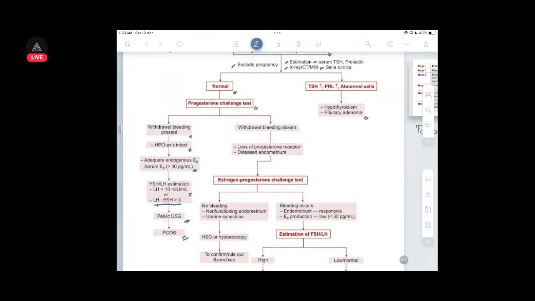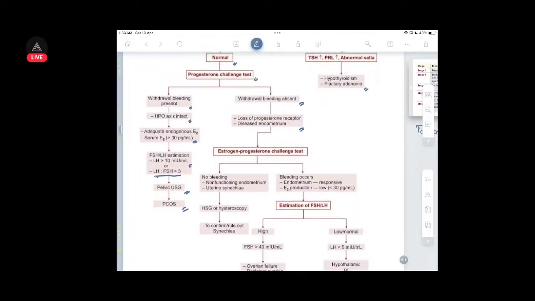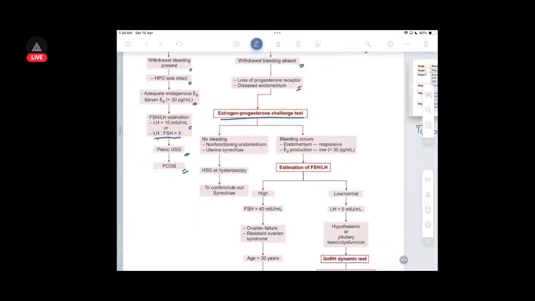If TSH, prolactin and abnormal cilia are present, then hypothyroidism or pituitary adenoma can be there. If they are normal, then do a progesterone challenge to see if withdrawal bleeding is present or absent. If it is absent, there is loss of progesterone receptor and decreased endometrium. So you can do the estrogen progesterone challenge test.